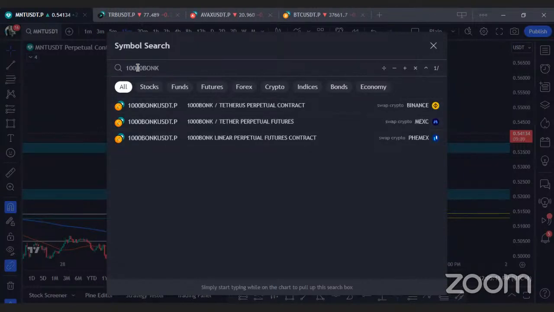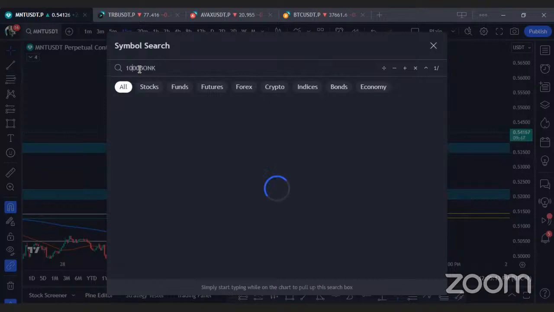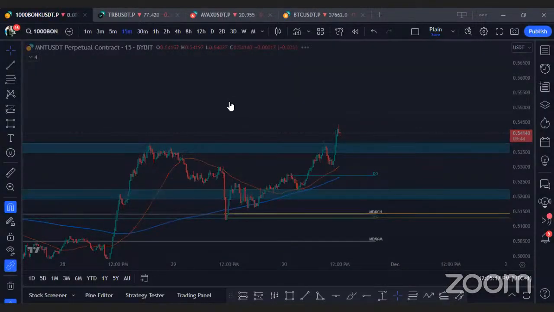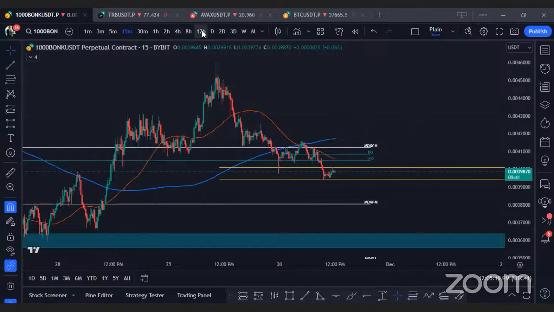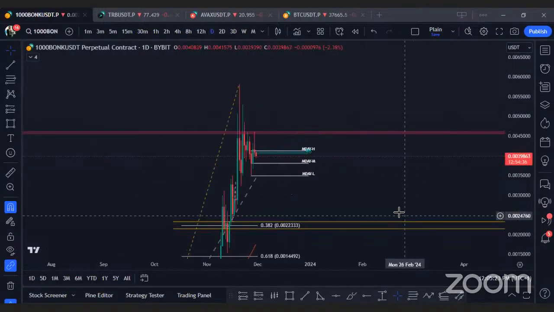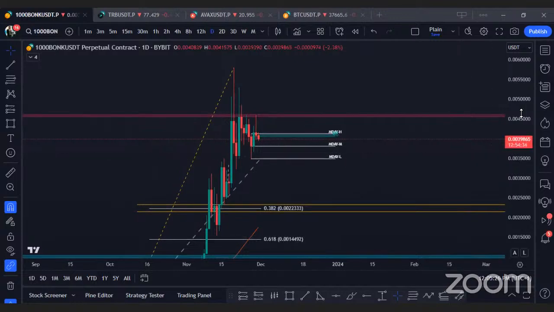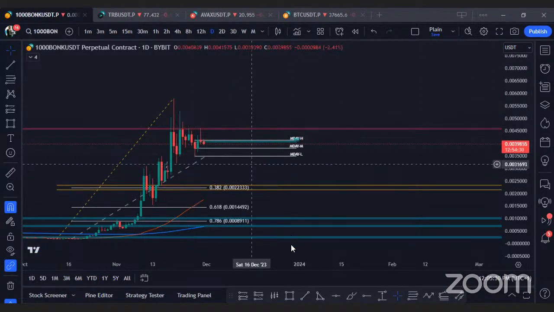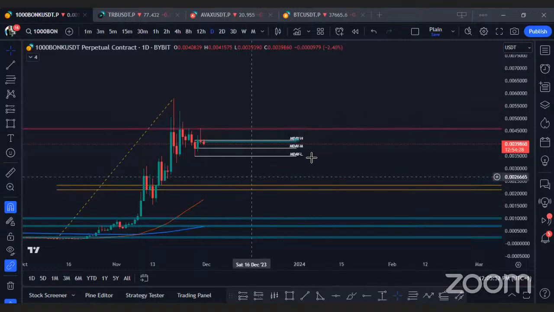On Bybit, is it 1,000 or 10,000 bulk? Okay, 1,000 bulk. Yeah, I'm looking for areas where I will buy bulk cheaper. I want to buy bulk cheaper.